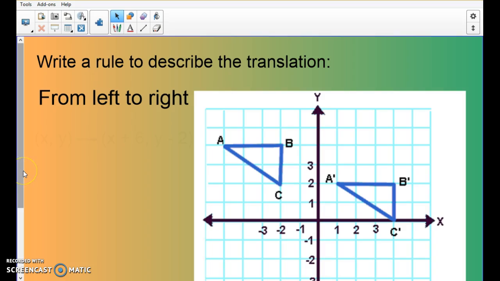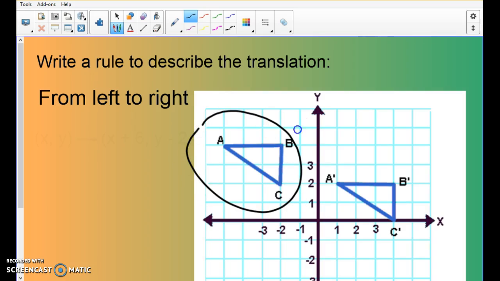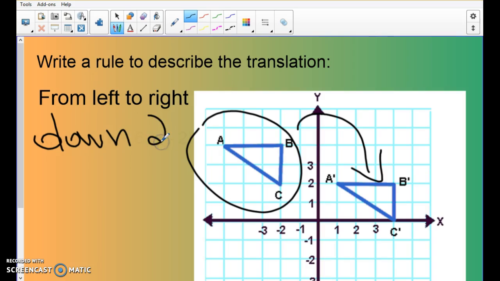Alright, last one. So from left to right. Okay, so I'm going to go from this one to that one. Alright, C is going down 2 spaces. Okay, so now it's here. It looks like it's going right about 4 spaces. No, sorry, about 6 spaces.